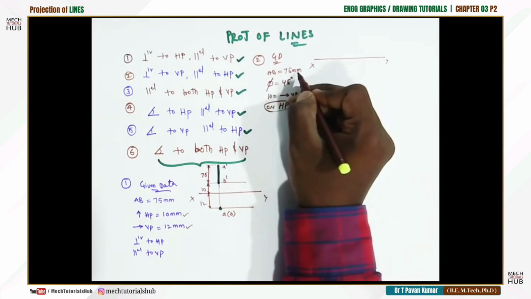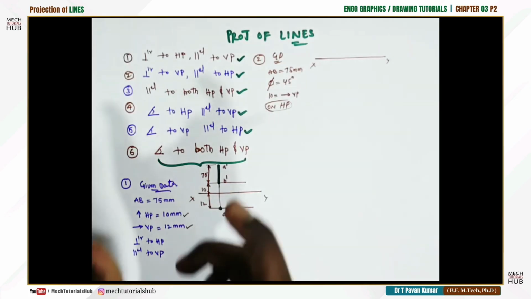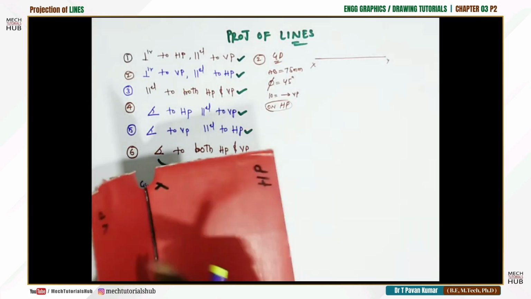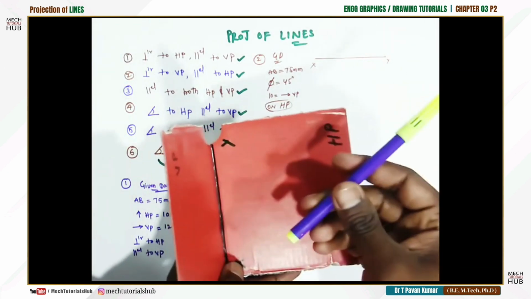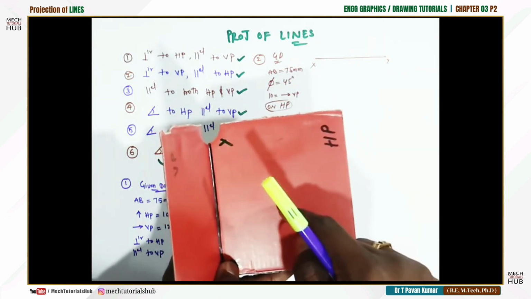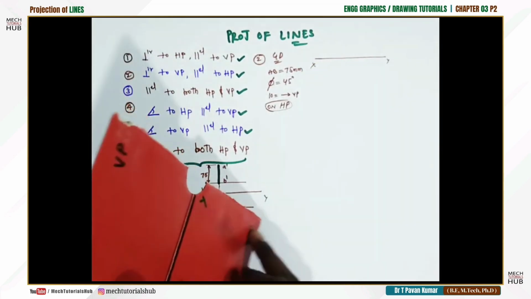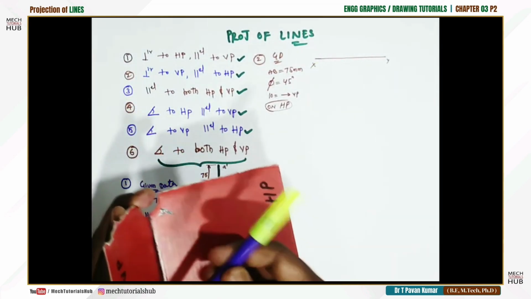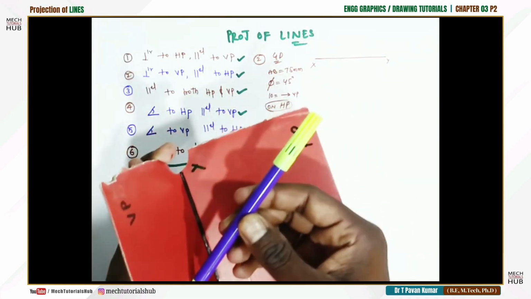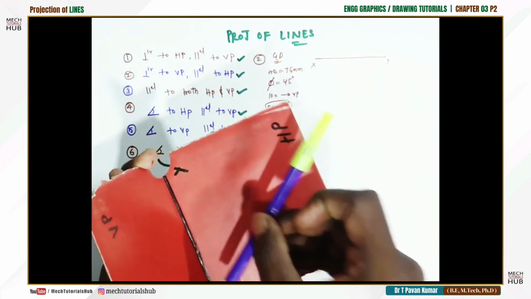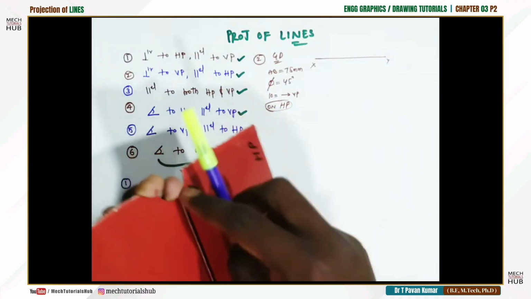Now AB is 75 mm, 45 degrees, 10 mm in front of VP. When a distance is in front of VP, what happens? If some distance is in front of VP, for example this same line, the projection is going to be on HP, which will rotate 90 degrees clockwise. That will come below the XY line. This inclination will also come below the XY line, because whenever it is inclined to the vertical plane, the projection is going to be on the horizontal plane. As the horizontal plane rotates 90 degrees clockwise, it will come below the XY line.